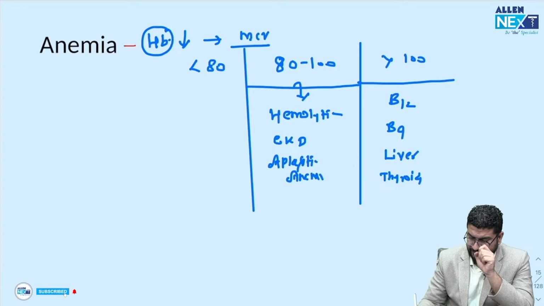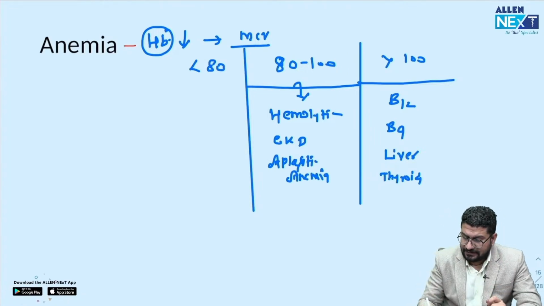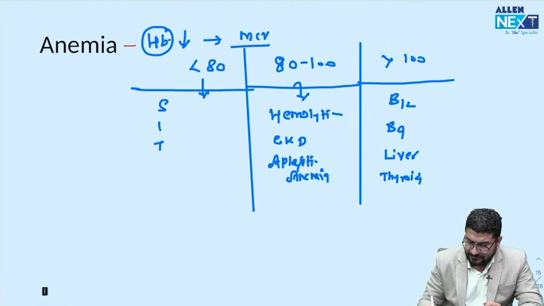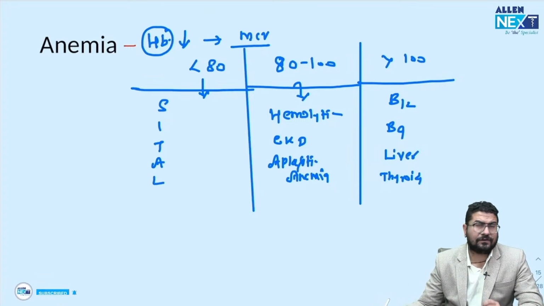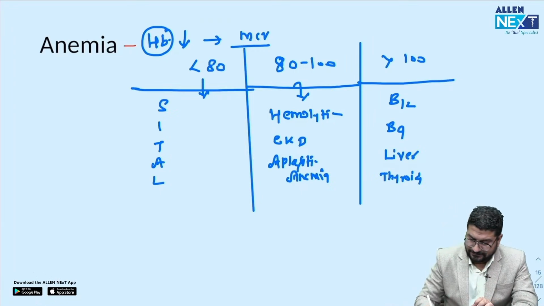So how do we differentiate and understand this? What question will they ask you, what is the next approach? They will give you a clinical case. Then if it is less than 80, here we have Sheetal. Sheetal means sideroblastic, iron deficiency, thalassemia, anemia of chronic disease, lead poisoning. So suppose an MCV value less than 80 is given.